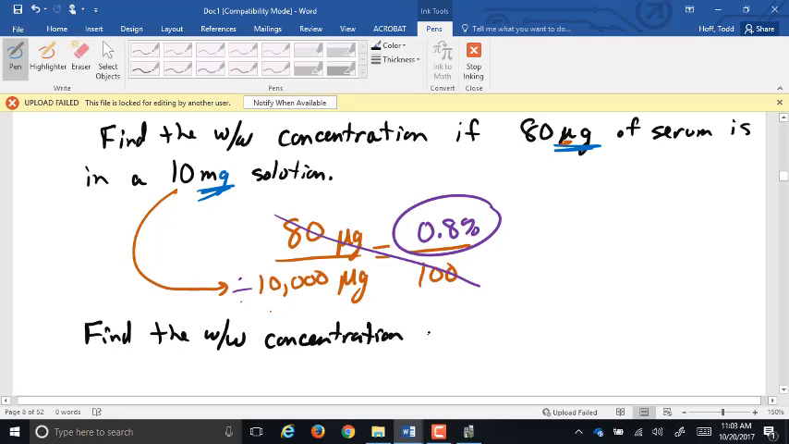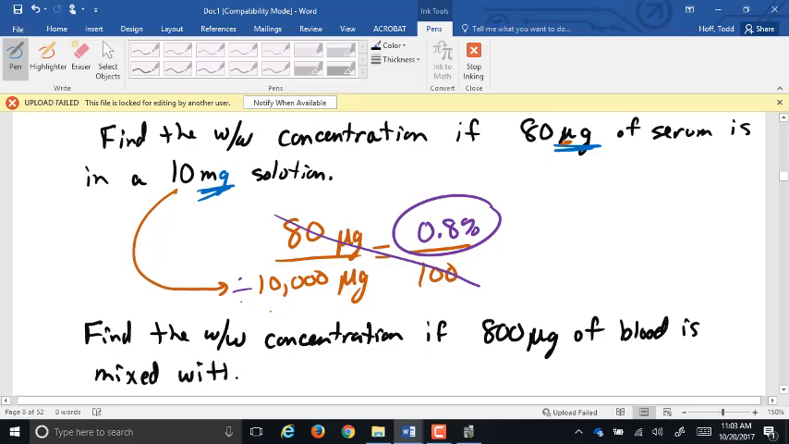Find the weight and weight concentration if 800 micrograms of blood is mixed with 10 milligrams of saline.